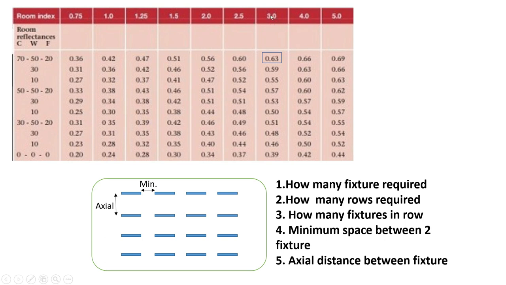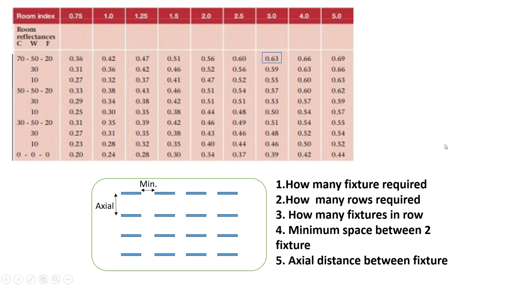For example, if the Ri value we calculate comes to 3, then the standard says the correction factor is 70 50 20. We select this correction factor based on our lamp reflection factors. It is also given in the data sheet of the lamp. So with 70 50 20 and 3, coordinating these two values, we get the coefficient of utilization factor, 0.63. So we need to put this 0.63 into our formula.